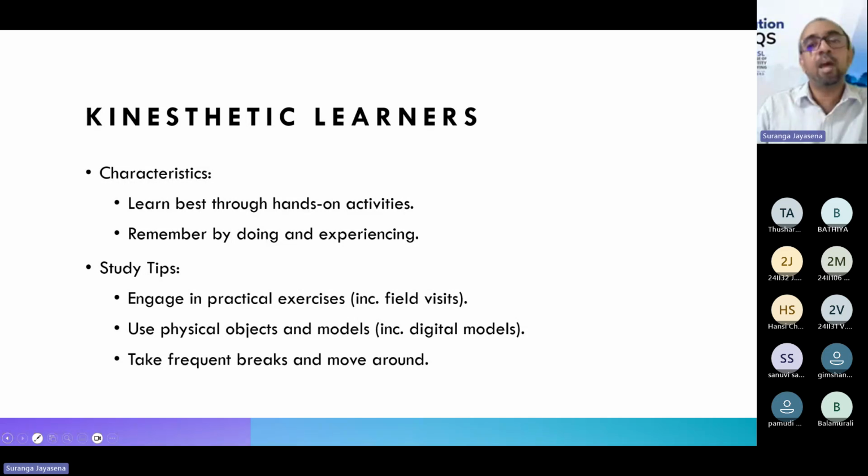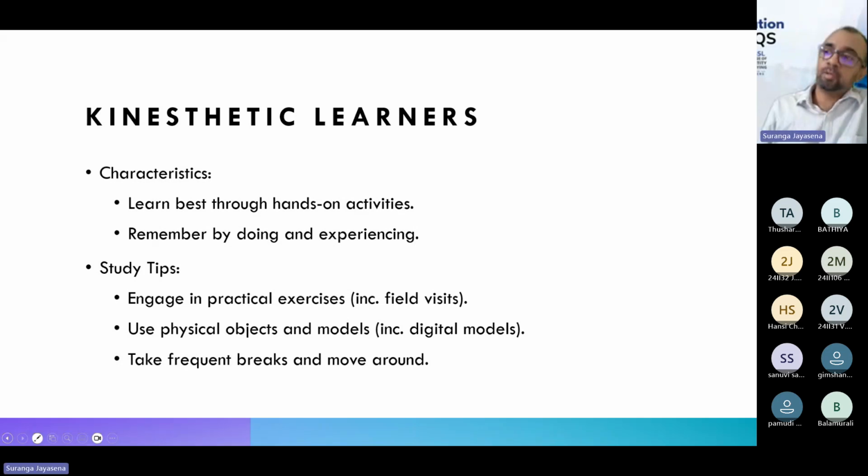Everybody has these kinds of characteristics. All four different characteristics are there, right? But some are stronger, some are less strong. So you have to identify what is stronger in you and pay more attention to make use of that to the best possible level.